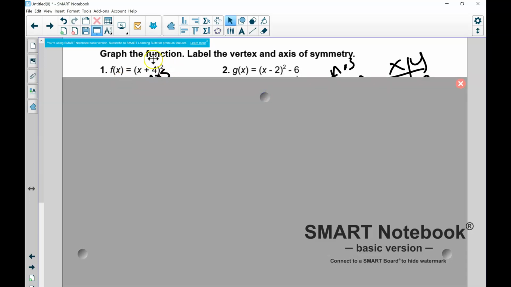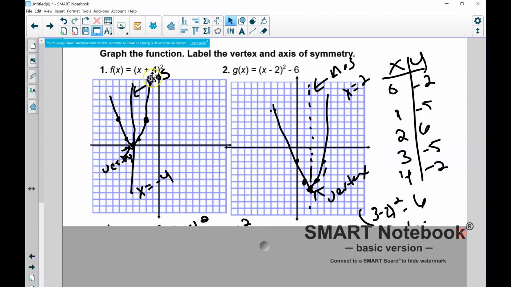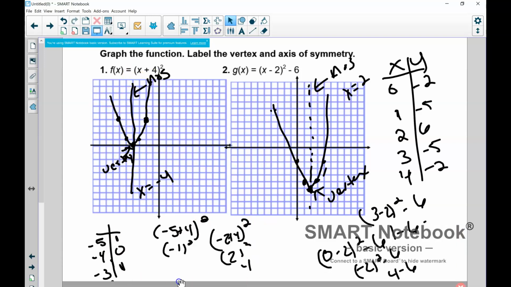So for the first equation, knowing that the vertex was at -4, 0, that's how I graphed it. There's my vertex, there's my axis of symmetry. You can see below I found 2 other points. And then again for number 2, I used the fact that it was shifted over to the right 2 and down 6. So that would be the vertex right here. Graphed my points, labeled my axis of symmetry, labeled my vertex, wrote what the axis of symmetry was, and then there's my points and how I plugged them in.